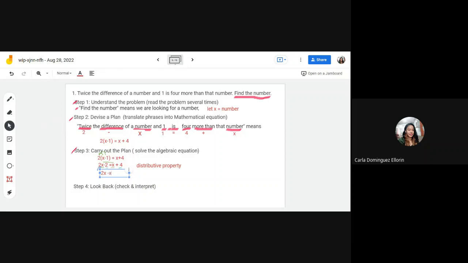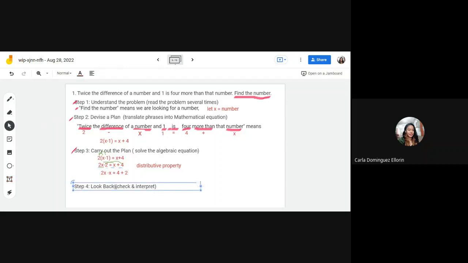So 2x minus x is equal to, and then copy 4, and then negative 2, itatranspose natin siya sa right side ng equation. Okay, so since 2 dito is negative, when we transpose it into the right side, it will become, okay, negative 2, transpose sa kabila, change of sign, magiging positive 2. So, plus 2 na siya doon.